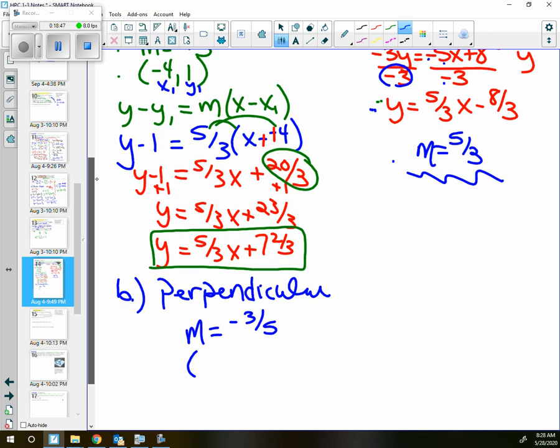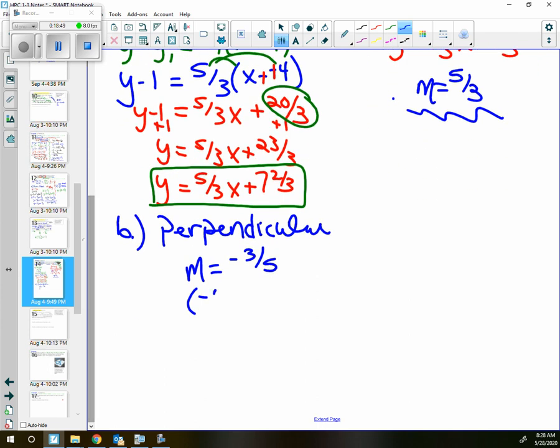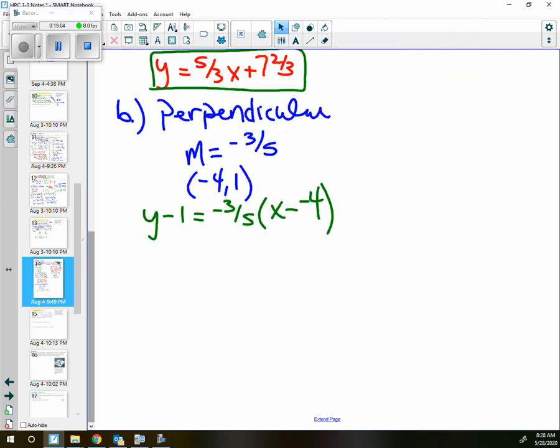So my point was -4, 1. But now my slope, if it's perpendicular, is -3/5. So we're going to go ahead and use our point slope form again. It's just a little bit easier for me anyway. And then we're going to do the same thing. Again, we could write infinitely many of these depending on what point we know. Let's get into slope intercept form so we can talk about it. So go ahead and pause and solve for y.